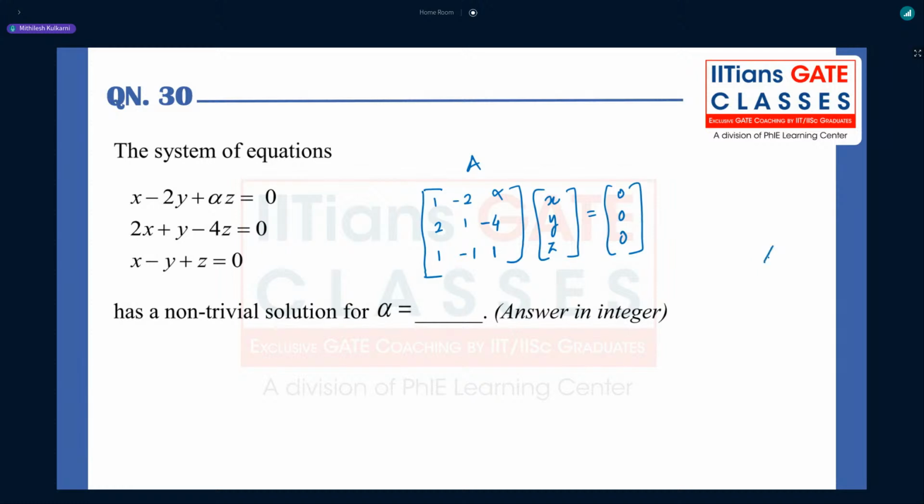Suppose we have a matrix A, Ax equal to 0, this is our format of a homogeneous system of equations. If the determinant is non-zero, you will get a unique solution or a trivial solution.